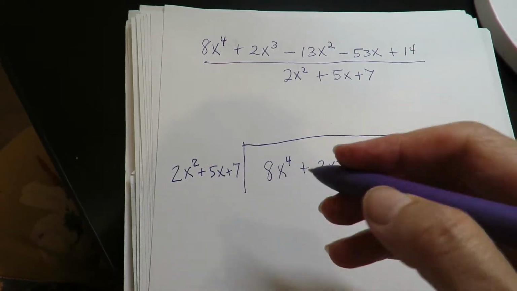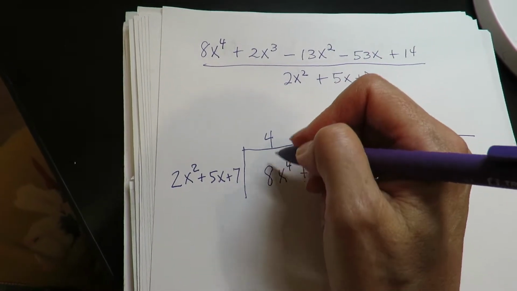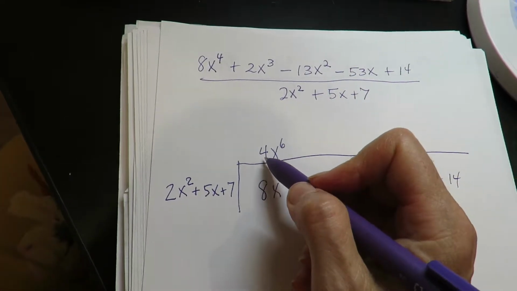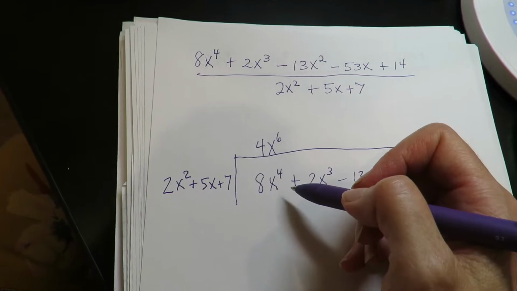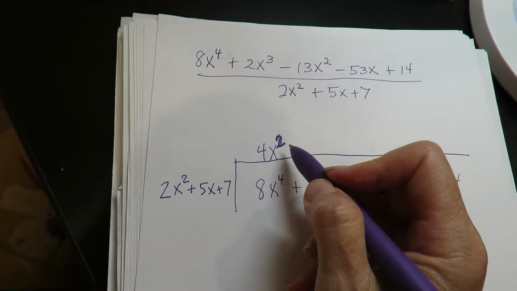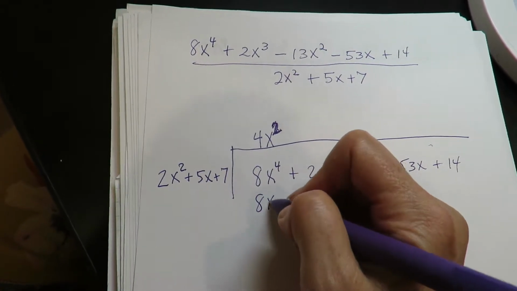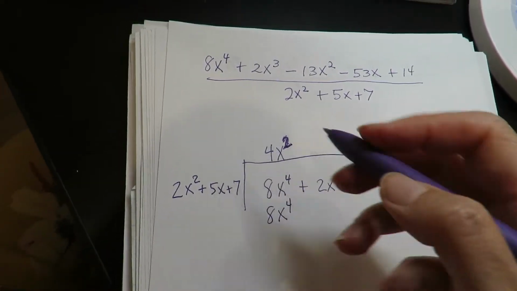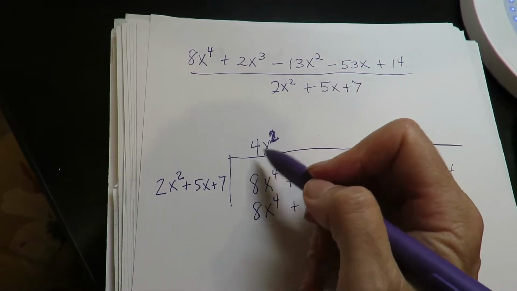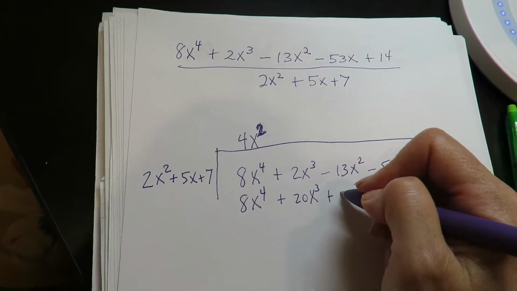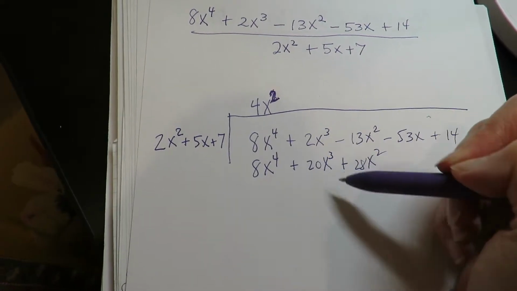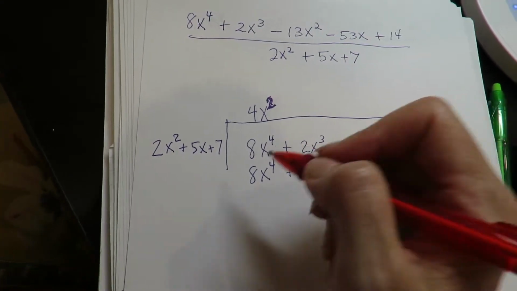What times the first term makes the first term? That's going to be a 4. That makes the 8x to the 6, because you have to add the exponents. So 4 makes 8, 6 plus 2. Oh, nope, it's 2. My brain was doing 8 twice. Okay, so that's going to be 8x to the 4. This one's going to be 20x cubed. This one's going to be 28x squared. So if you notice, they're all in the correct column. Alright, let's opposite everybody.